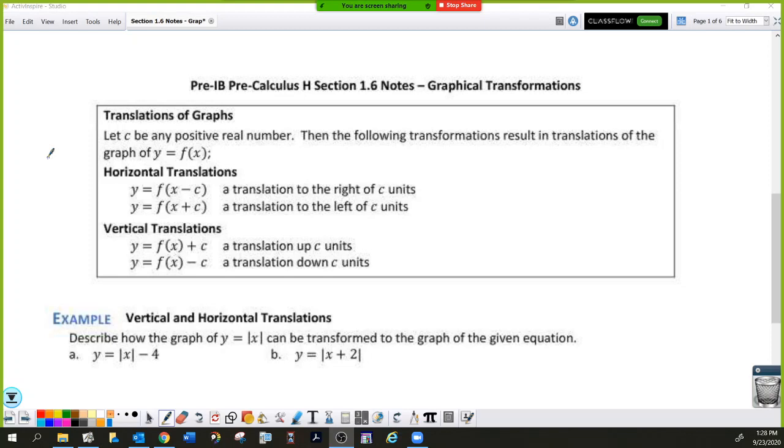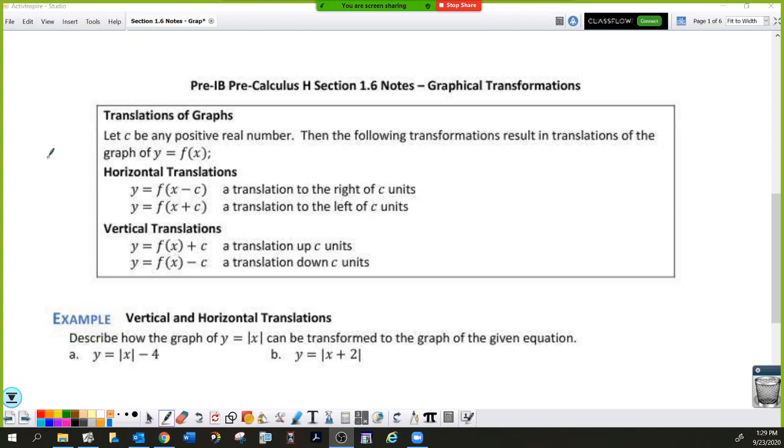Inside changes happen on the inside of the function notation, meaning where the X is. And that's how you know that it's an X change, because you did something on the inside where the X is. This is a transformation on the X's. If you change something on the outside, since that's not where the X's are, that must be a Y change. So I like my students to know that inside changes are X's, outside changes are Y's.